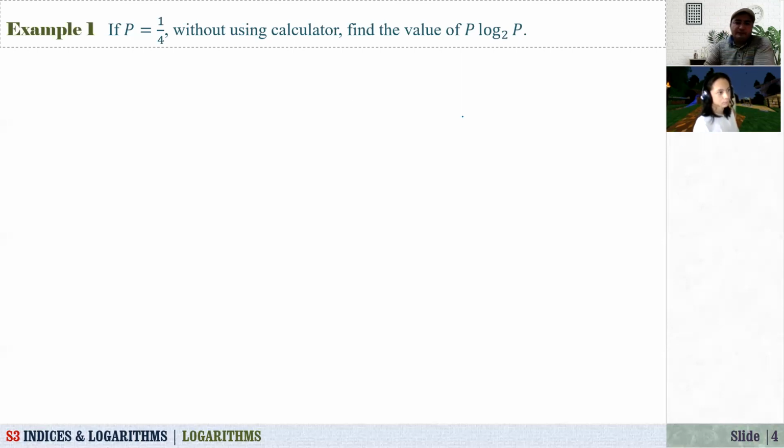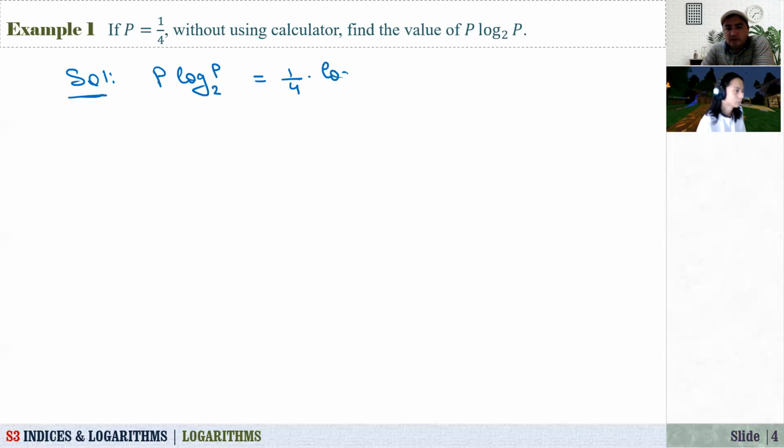Example 1. If p is equal to 1 over 4, without using a calculator, find the value of p times logarithm of p to the base 2. So here, solution: p is equal to 1 over 4. You need to calculate p times logarithm of p to the base 2. So from here, what can we write? p is equal to 1 over 4, just substitute here. We have 1 over 4 times logarithm of 1 over 4.